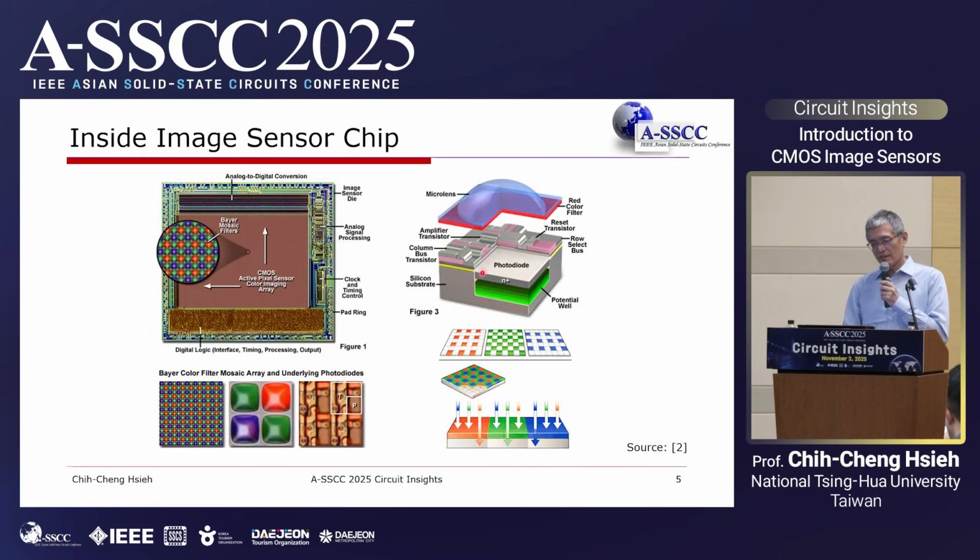So you can see that in the pixel, there will be an area for photosensing and the rest for some circuit implementation. And that's what we call an active pixel. And we will cover more detail in the later slides.